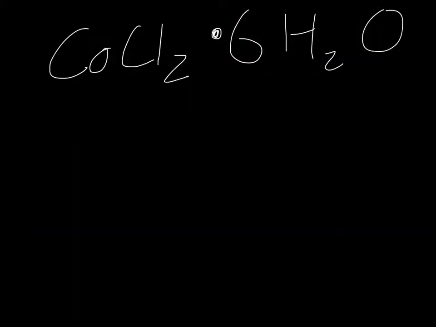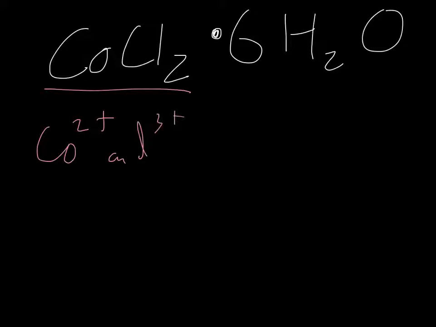Alright, so here is another form of compound that you will see written. This is a hydrate, so this means that the compound has a fixed number of water molecules in its lattice structure. So the first thing we're going to look at is the cobalt. This is cobalt chloride. Now again, when you look on the table, you see cobalt comes in 2+ and 3+. So there's 2 common ions.